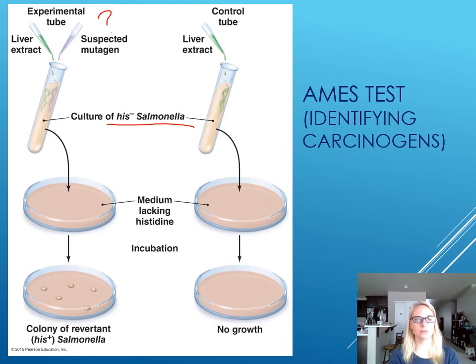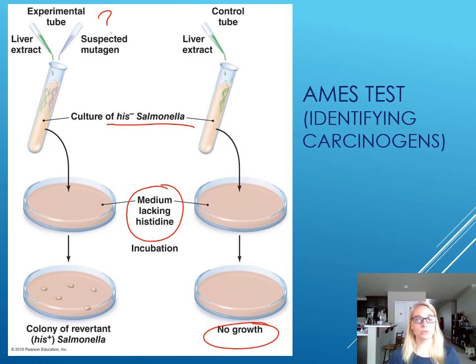So in your experimental tube, you have your His-minus bacteria, your suspected mutagen, and your liver extract. In your control tube, you have the His-minus Salmonella, your liver extract, but no mutagen. Okay, and then we plate them out on a plate that does not have histidine. Right, so these are His-negative Salmonella. If we plate them out on a plate that does not have histidine, we should expect no growth, and that's exactly what you get in the control tube.